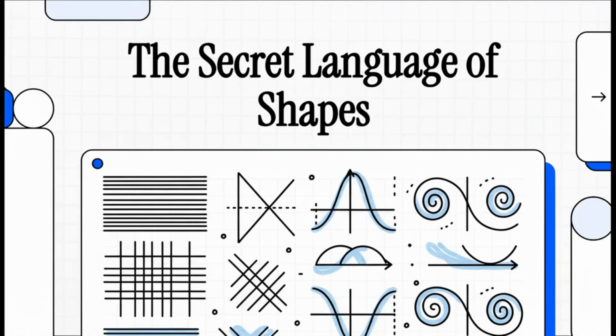Math is so much more than just numbers on a page. It's kind of like a secret language, one that describes pretty much everything around us, from the way a ball flies through the air to the shape of a giant bridge. Today, we're going to learn the basic grammar of that language, so let's just dive right in.